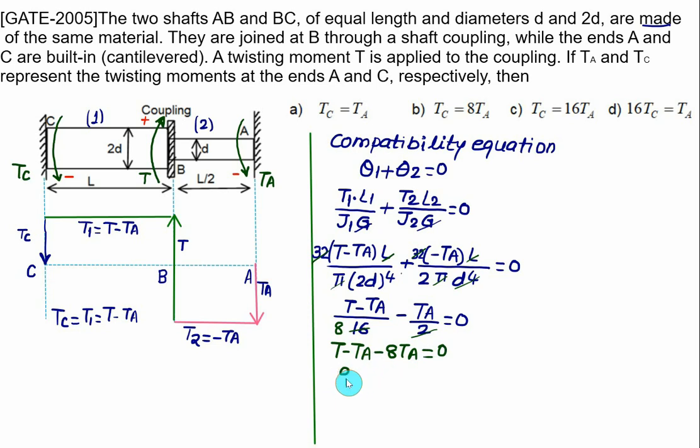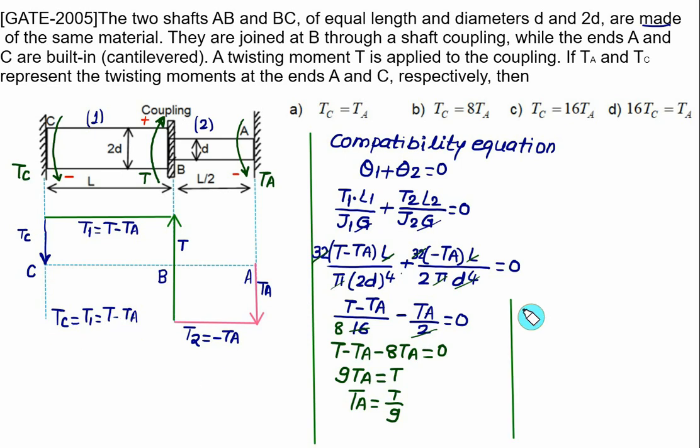So we have 9 times TA is equal to T, or we have TA, that is the reaction torque at the support A, will be equal to T divided by 9. But you have to find out the relation between TC and TA. Now we know here that TC is equal to T minus TA.